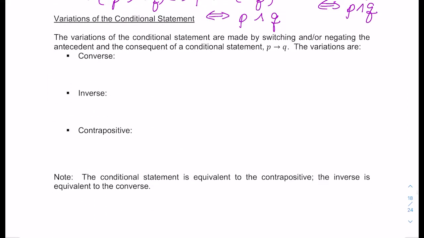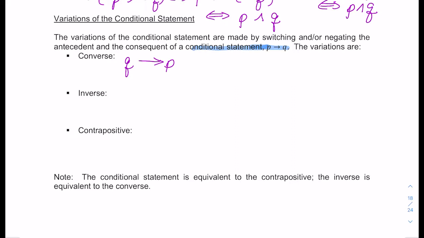So there's different variations of conditional statements. What we looked at here were negations, but you also have three other variations, which are called the converse, inverse, and contrapositive. So remember that a conditional statement is if P, then Q. We're going to take if P, then Q, and we're going to move the letters around into other statements. The converse says just take the Q and the P and switch them. So the converse will say if Q, then P.